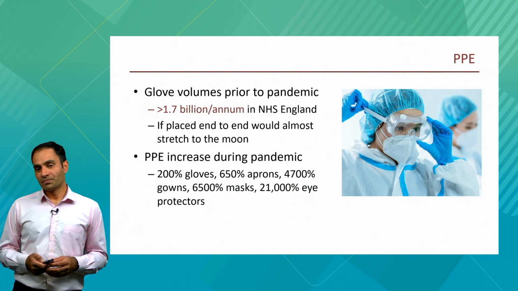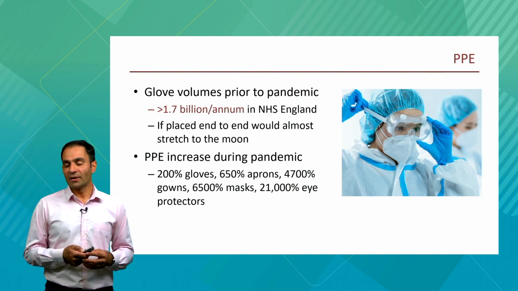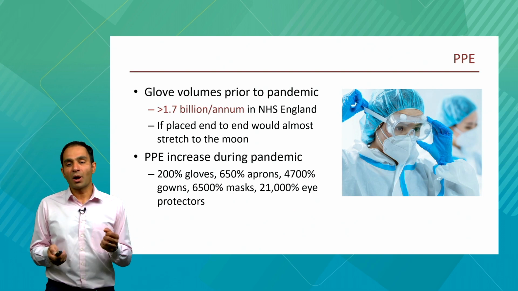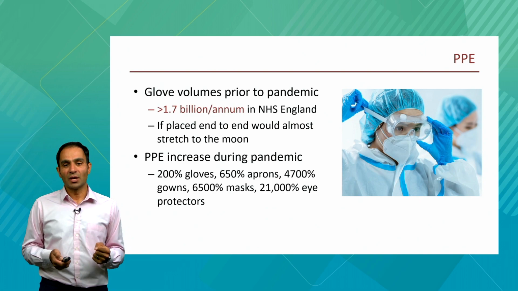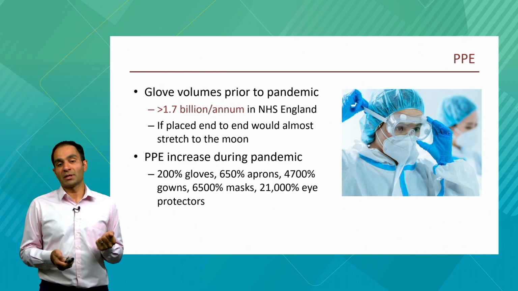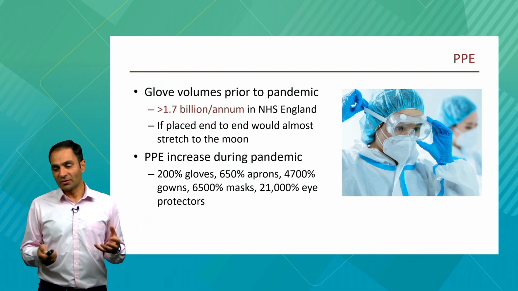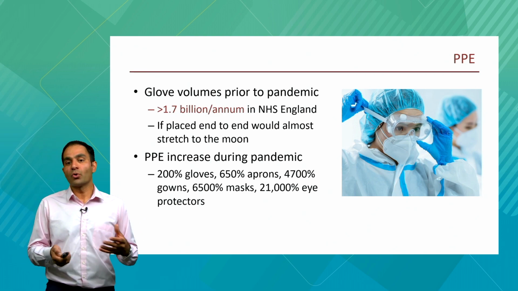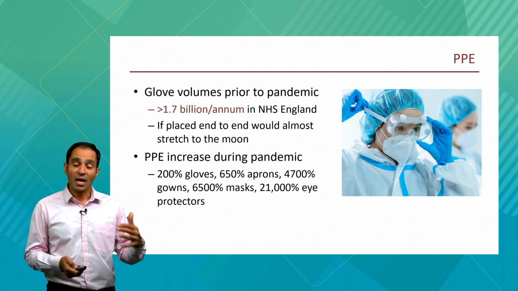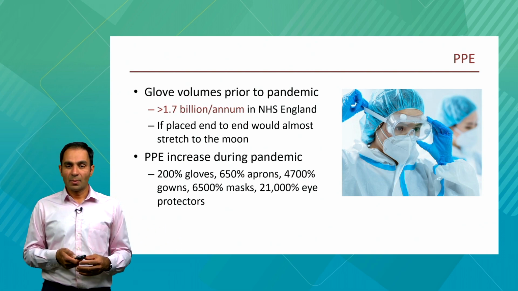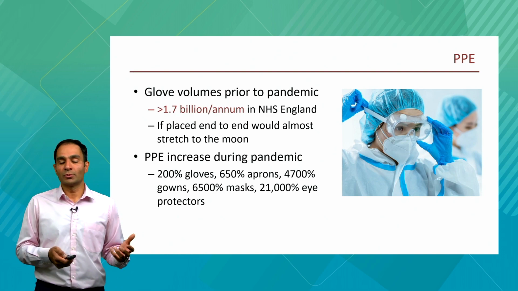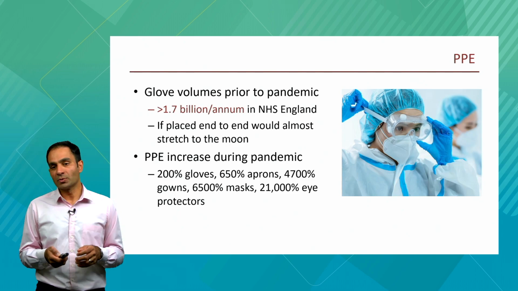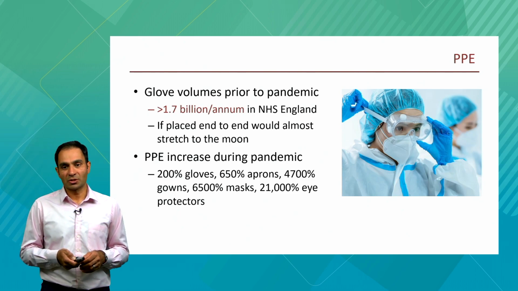Some examples. PPE, which became very big during the pandemic, and just look at the volumes. The gloves volumes prior to the pandemic in the NHS in England were 1.7 billion per year. And I've calculated, if you were to put those end to end, that would almost stretch to the moon. That's a lot of gloves, and of course, all we ask about is price, and it's outsourced manufacture. PPE increase during the pandemic was phenomenal, as you'd expect. Several thousand-fold increases. But nobody was really asking where this was manufactured.